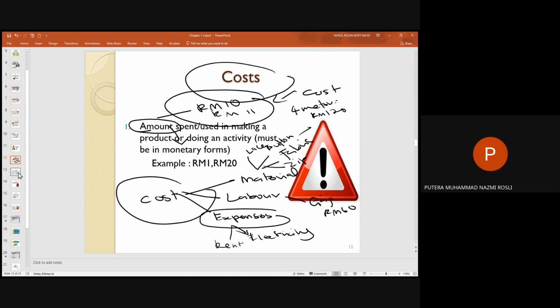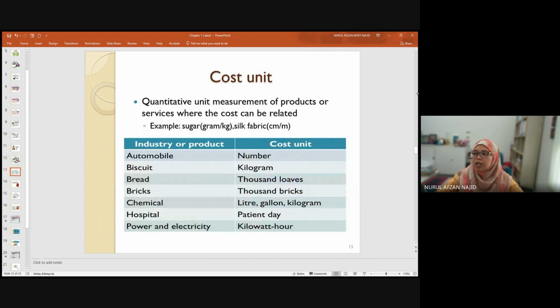Faham, Madam. Okay, good. Next, kita ada cost unit. Cost tadi, cost itself dalam bentuk RM. Okay, melibatkan 3 elemen. Untuk cost unit pula adalah how you measure the product. How? Macam tadi kita ada fabric. So macam mana you measure fabric tu? You measure dari segi berapa meter, berapa sentimeter.